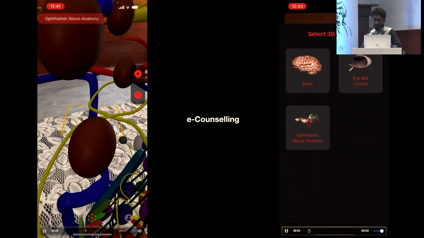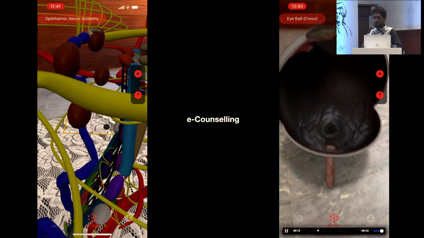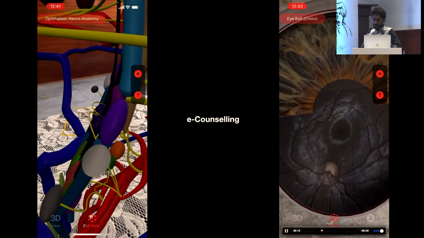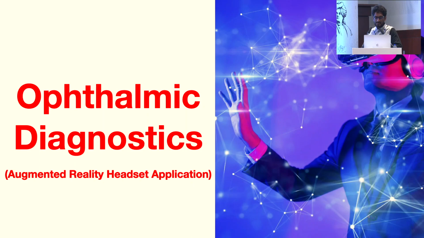Also for e-counseling, on the right-hand side, we have seen that showing patients their own images on a smartphone makes a whole lot of difference. We are trying to move into EMR as well, with their own case sheets coded to them at the end of the day. Then we pushed into the headsets, that is, ophthalmic diagnostics.